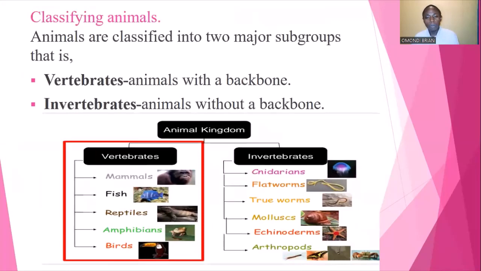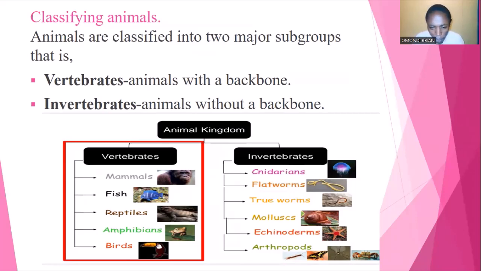Let's now look at our topic, classification of animals. Animals are classified into two major subgroups, that is vertebrates and invertebrates. So when you hear the word vertebrates, what comes into your mind? What comes into my mind is that vertebrates are animals that have a backbone, or what we call a spinal cord or skeleton. And invertebrates are animals without a backbone. Are we together? Okay, we are coping together.